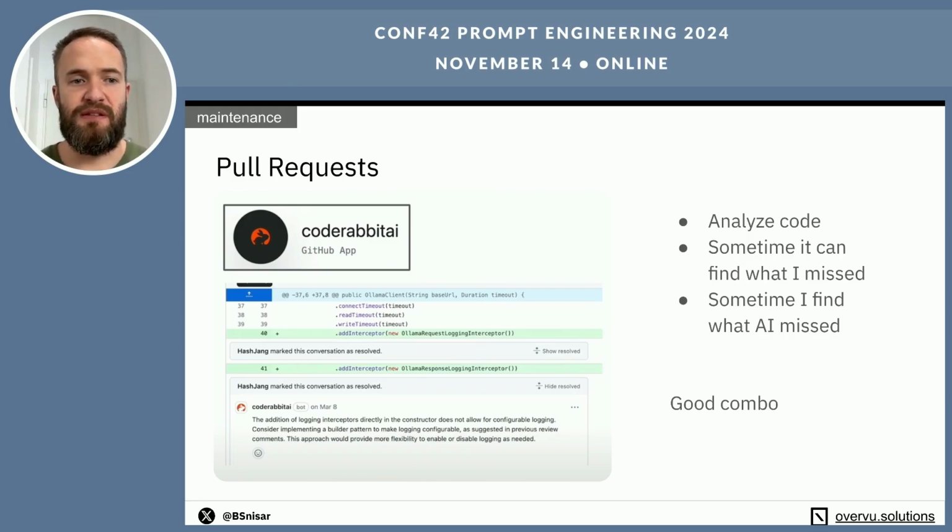Another thing in maintenance is working with pull requests. Actually, this is a nice thing. It's on the GitHub Marketplace, CodeRabbit AI. It helps to analyze code and makes pull request review really good, because sometimes it can find what I missed. Sometimes I find what this tool missed, and this is a good combo in reality. It's just a real helper on top of Copilot.